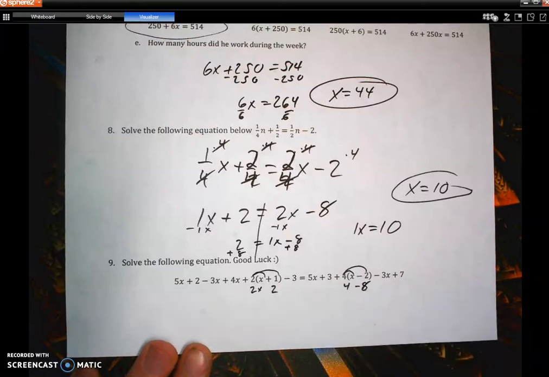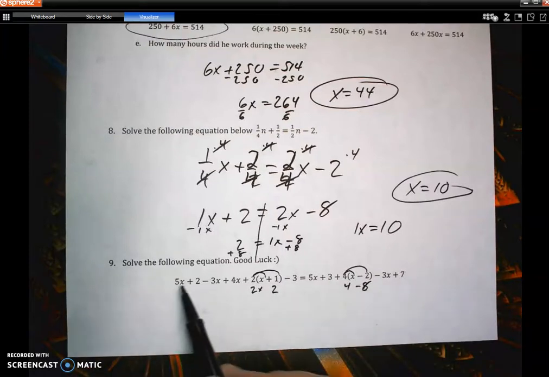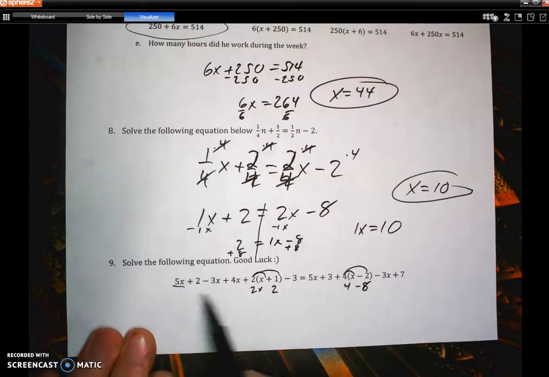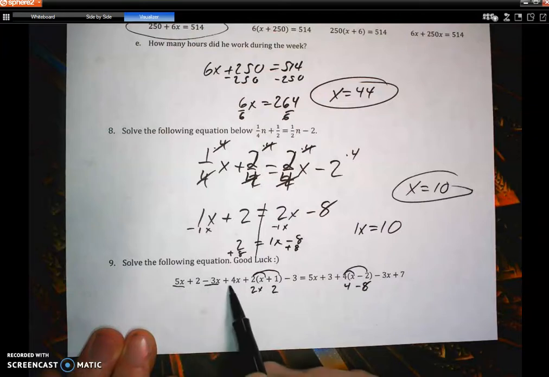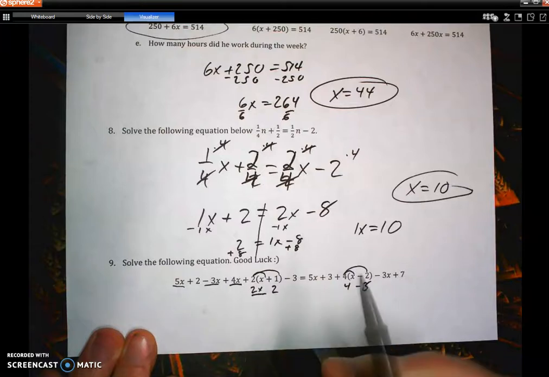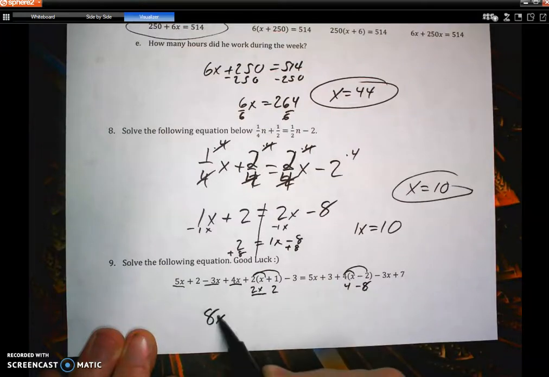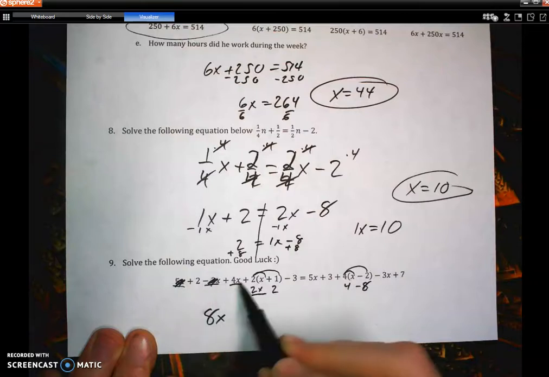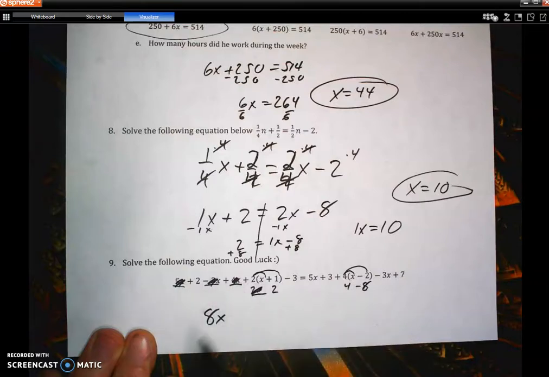Right? And now I'm going to combine like terms. 5x minus 3x. So 5 minus 3 is 2. Plus 4x is 6x. Plus 2x is 8x. Right? And all the x's are now done. So that x is gone, that x, and that x, right? Now I'm going to do the whole number.